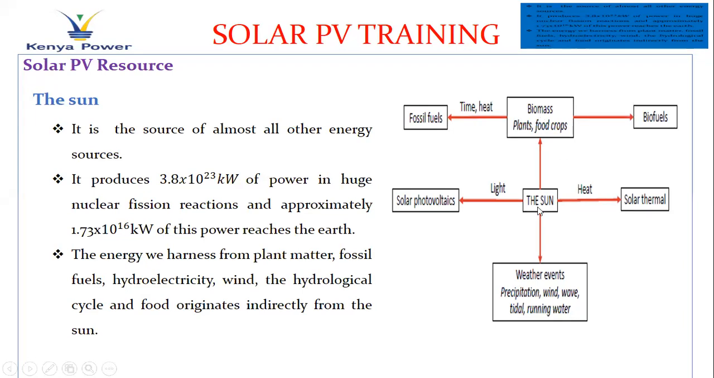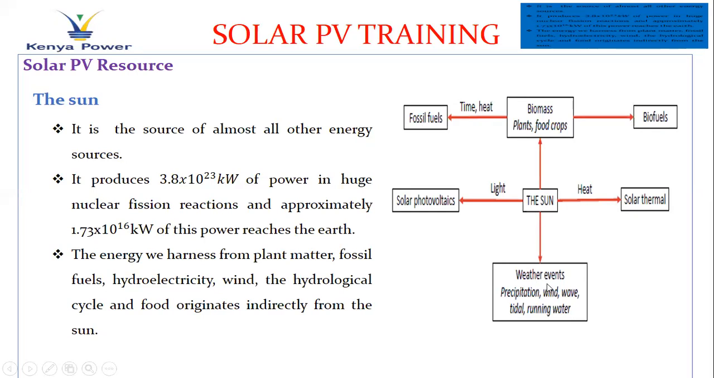We can get the energy from the sun converted to be in form of biomass. And of course, that is the same category that we also have the plant matter, the food crops, and so on and so forth. Now, out of biomass energy, we can of course also get the fossil fuels when it is subjected to heat and given time to convert into fossil fuels. At the same time, from biomass energy, we can get the biofuels.